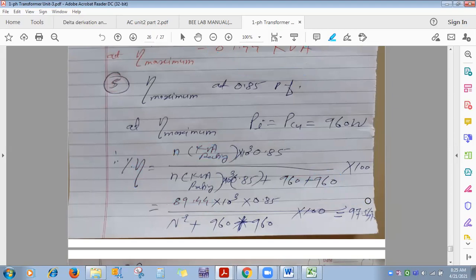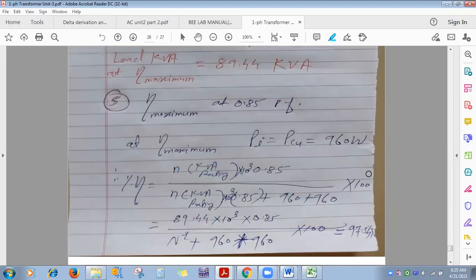Yes, ma'am. Can anyone tell me, whatever part we have covered now, how we can calculate the value of N at maximum efficiency? How to calculate? Can anyone tell me?